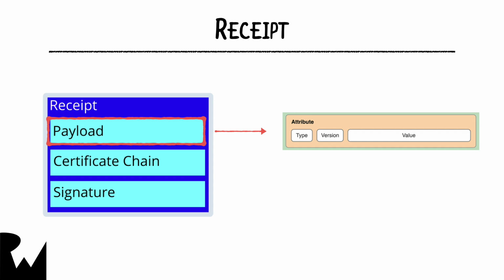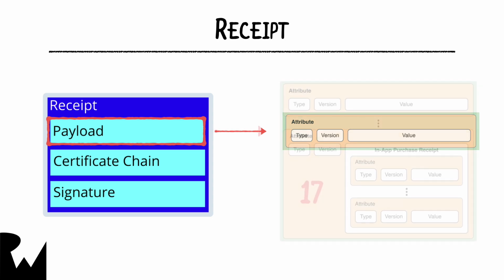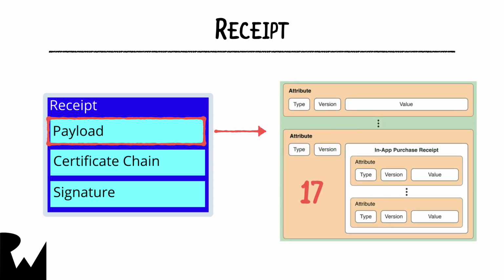The most important attribute, of course, is the 17th one. This is the one that contains all of your in-app purchase information. Remember, this information is also encrypted, so you'll have to decrypt that as well. But you'll do that in the next episode.